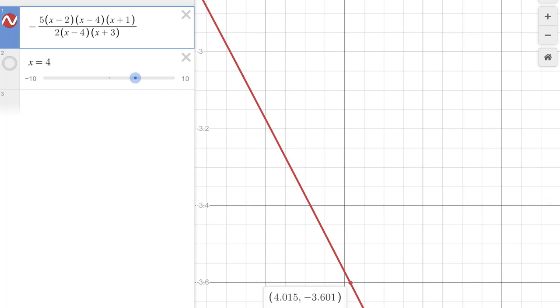Getting closer and closer to 4. The x value, again, look at the x value over here. As x gets closer to 4, what is y getting closer to? It's going to be the same value. Okay? Just say negative 3.571. Some approximation you'll be okay. If you're really close to negative 3.57, then you'll be good.